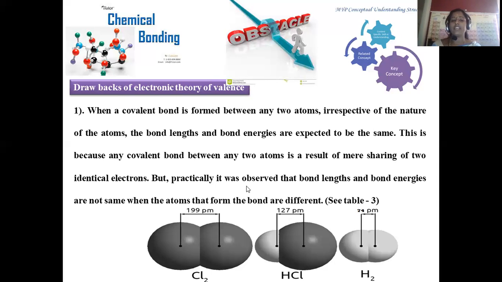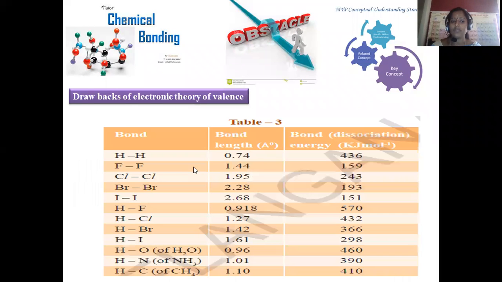If we are taking different elements, their bond length properties, by changing the individual elements, bond length properties also change accordingly. This is not clearly explained by electronic theory of valency. This is the main obstacle. In a clear-cut representation, hydrogen with hydrogen, the bond length will be 0.74. Fluorine with fluorine, it varied because elements changed, so the bond length is also changed accordingly.